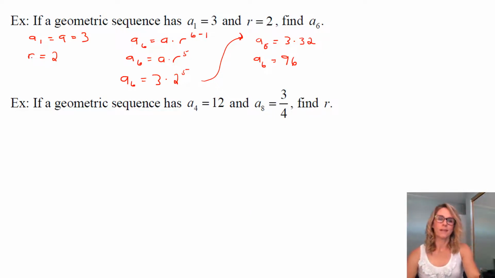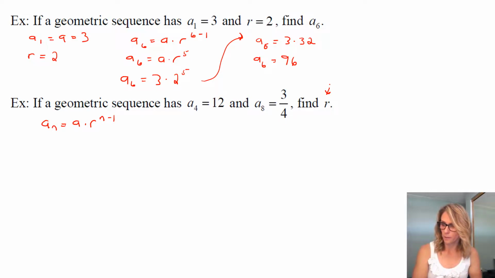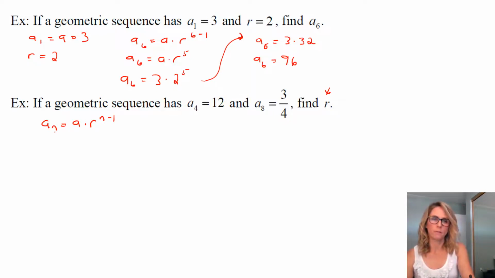So what we want to think about here is we have our a sub n equaling a times r to the n minus 1. We're trying to find r. That is our goal here. What actually has to happen is we need to essentially create two equations with two variables and then solve for what we're looking for. And that's because we really just have this formula right here. This is all we have to use.